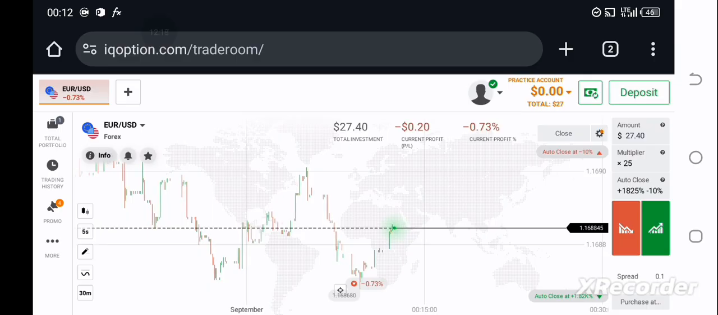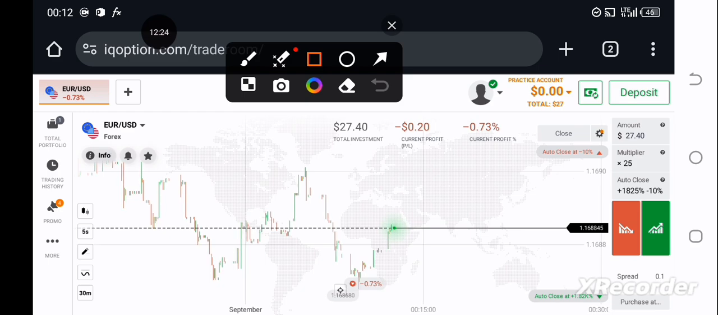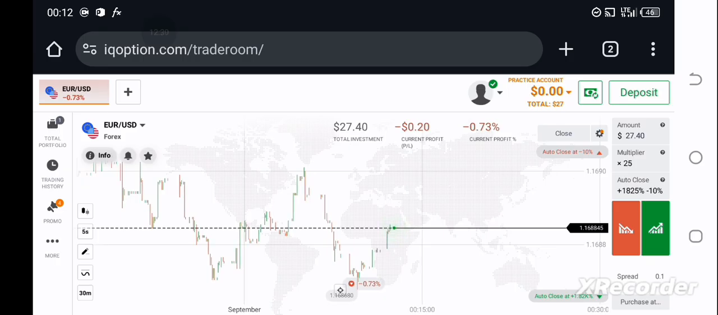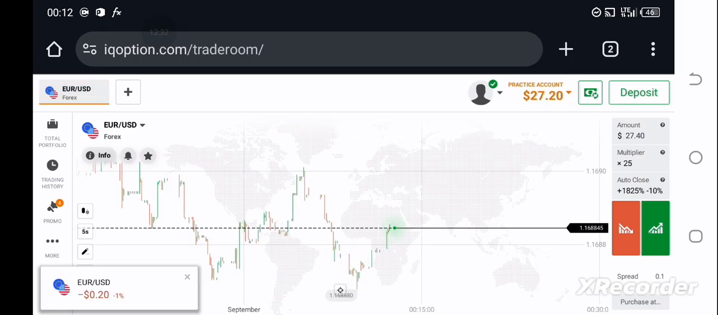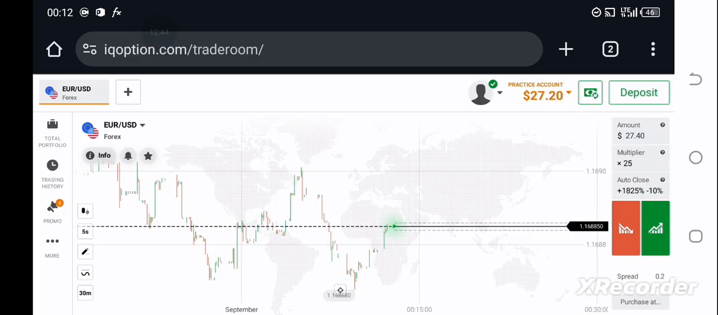Okay, so I'm going to manually close this trade by pressing this button here, close, so that you see it. Even though it has not reached where I want, you can close it here, manually close. So you can see I've closed it. I lost 2 cents. Okay, minus 0.2, so you can see my balance is still there. So this is how you can open a position for FX.